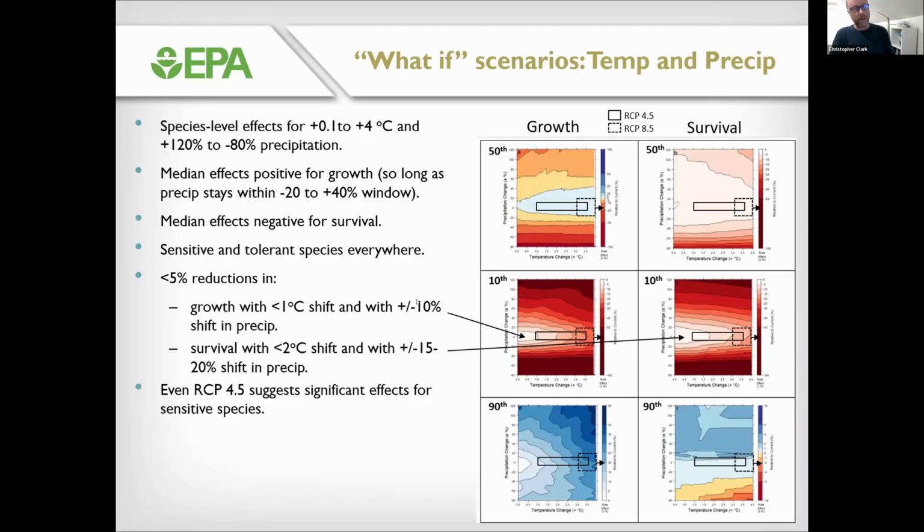And here now I'm overlaying the future predicted conditions under the RCP 4.5 and 8.5. And what you can see here is that even under the RCP 4.5, which is a solid box here, we're pushing a lot of these species into very negative territory.